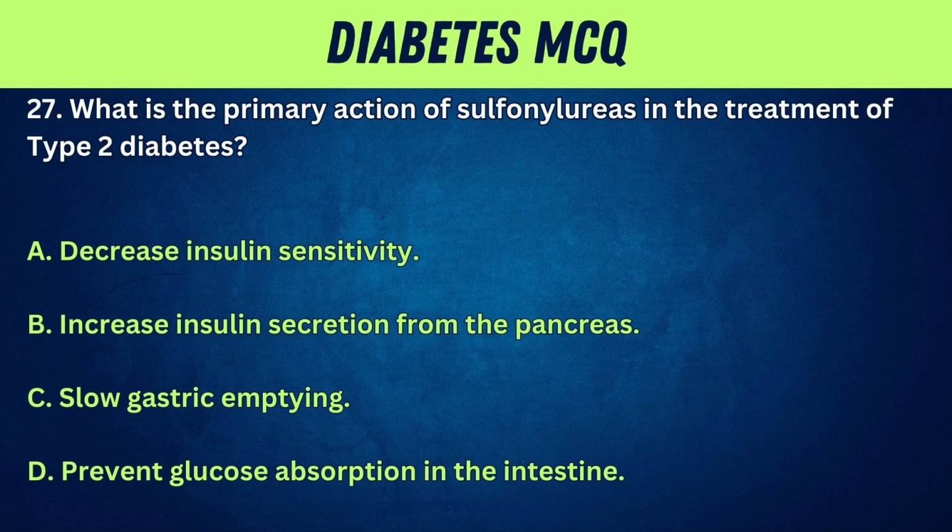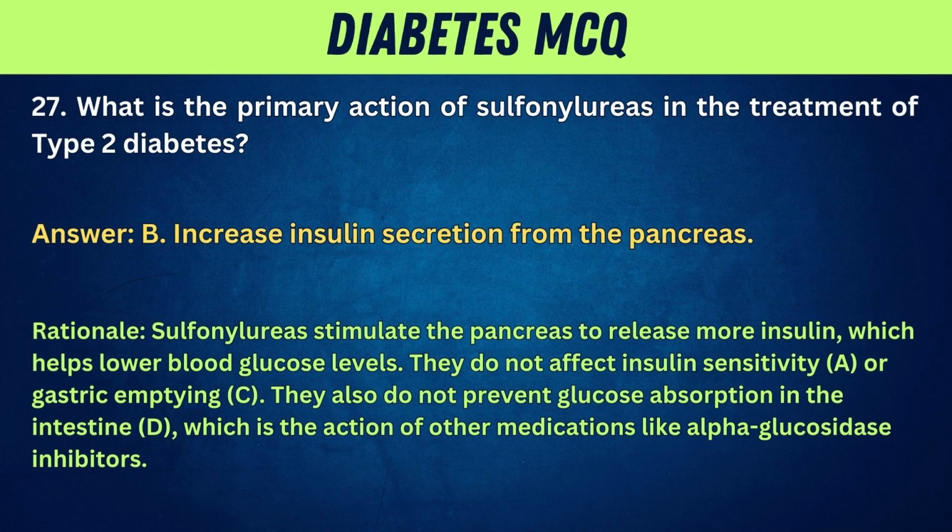27. What is the primary action of sulfonylureas in the treatment of type 2 diabetes? A. Decrease insulin sensitivity. B. Increase insulin secretion from the pancreas. C. Slow gastric emptying. D. Prevent glucose absorption in the intestine. Answer: B. Increase insulin secretion from the pancreas.